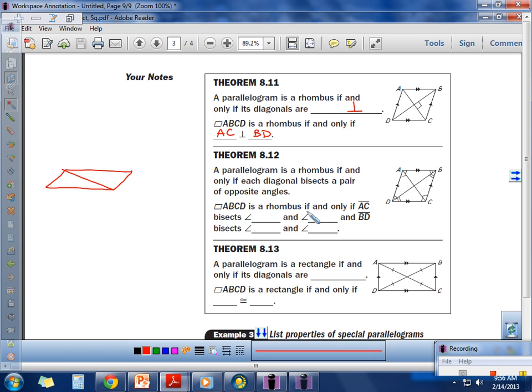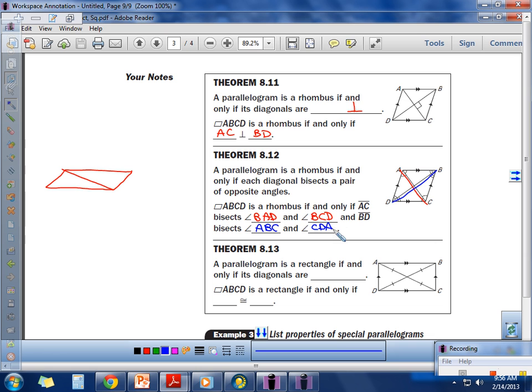So this is a rhombus if and only if AC bisects what angle? AC bisects which 2 angles? Yeah, BAD is bisected. And then how do we name this one with 3 letters? BCD is a good name. And then we have the other diagonal. I'll color it in blue. If we have that diagonal drawn, this angle right here is bisected. What do we want to call it? Probably ABC. And what do we call the other one? CDA works.